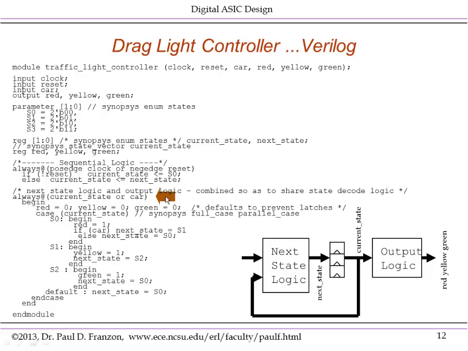So this is triggered whenever the inputs change. Here I said always at current state or car. Of course, I could have written always at star.